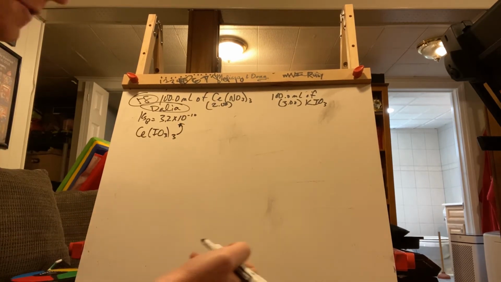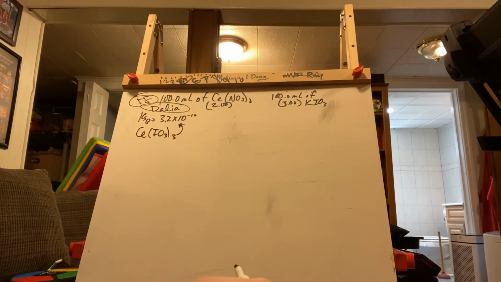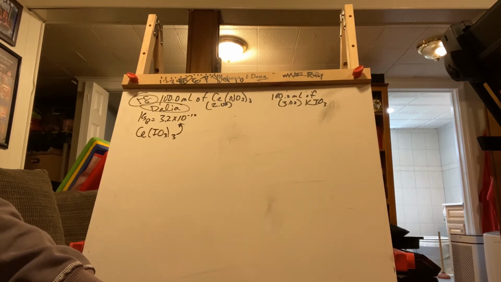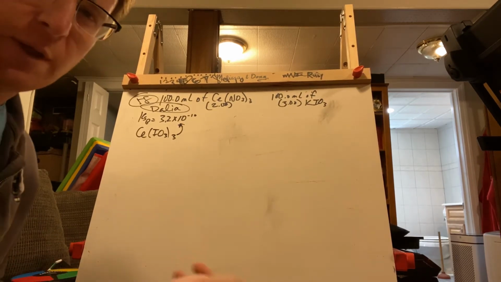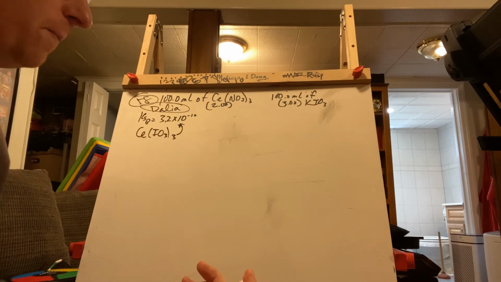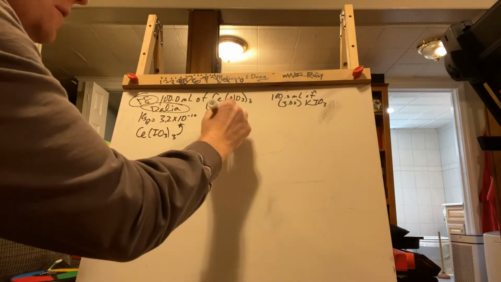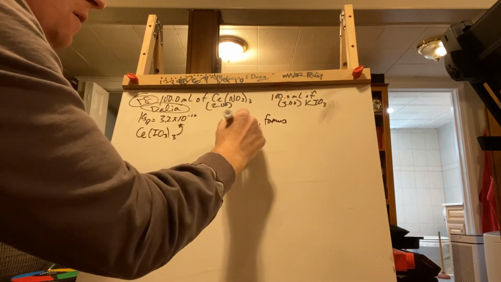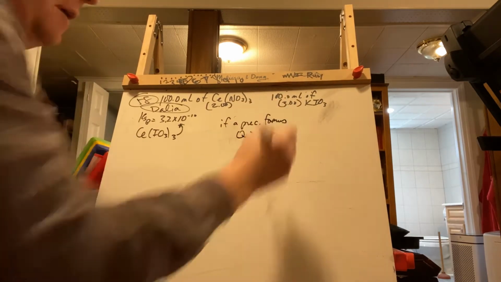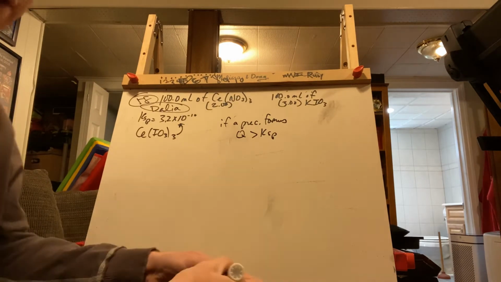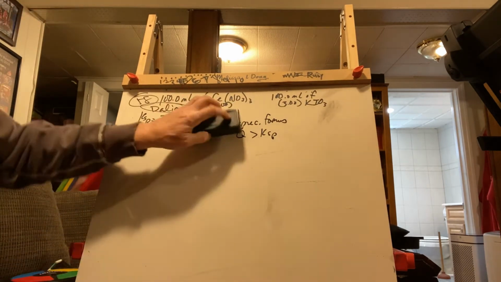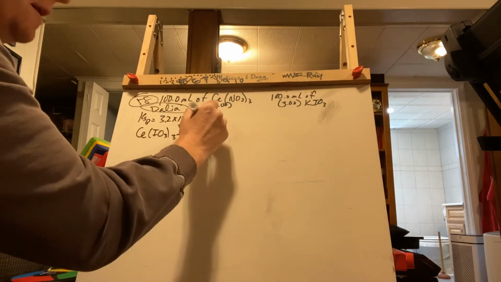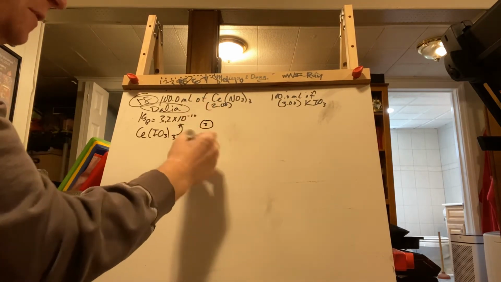So first things first, we have to see if this is going to form precipitate. It tells us that it forms a precipitate, so we technically don't really have to do the Q versus Ksp, because if a precipitate forms, then you know Q must be greater than Ksp. So we don't actually even have to find Q, which saves us a little bit of time. So now we're going to do our limiting reactant step.